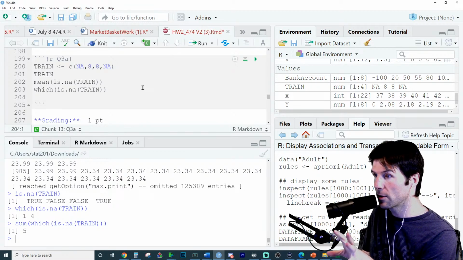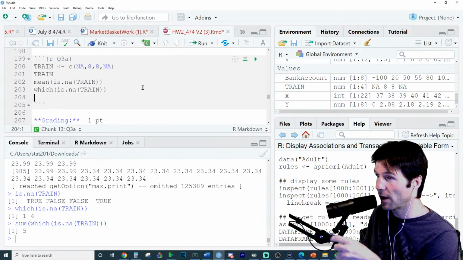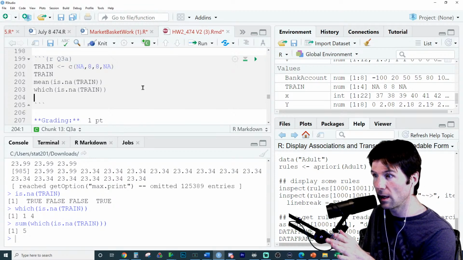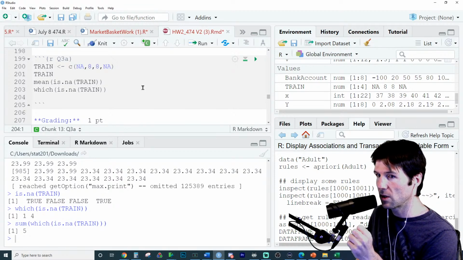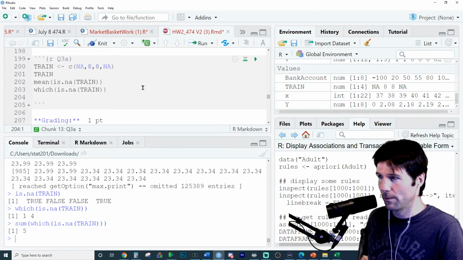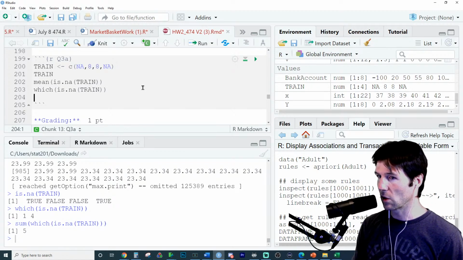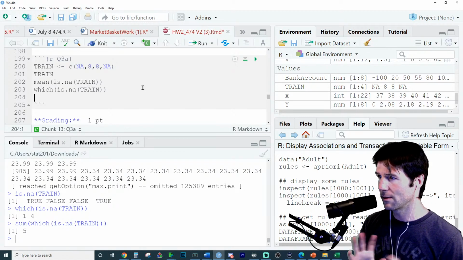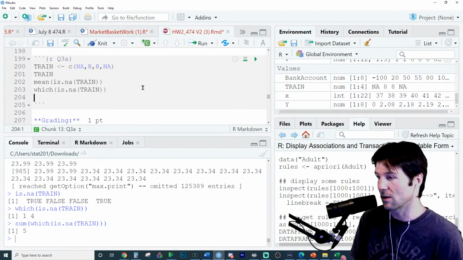And I think that's a really good coverage of investigating NAs right here and finding out how many there are, where they're located. Like we know the NAs are located in positions 1 and 4. Don't run that lower code. That's the sum of the positions of where NAs are located, which we don't do here. It just doesn't really make sense.